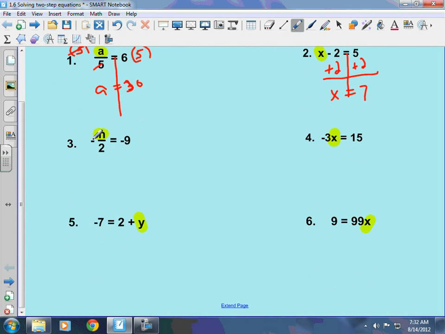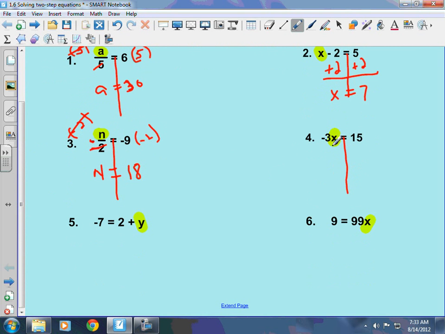Again, division. Now, which number does this negative sign go with? Well, it goes with either one, but I'm going to put it with the 2. This way I get rid of the negative right away. Multiply both sides by negative 2. Line at the equal sign. Negative 2's cancel. N equals positive 18 because a negative and a negative is a positive.